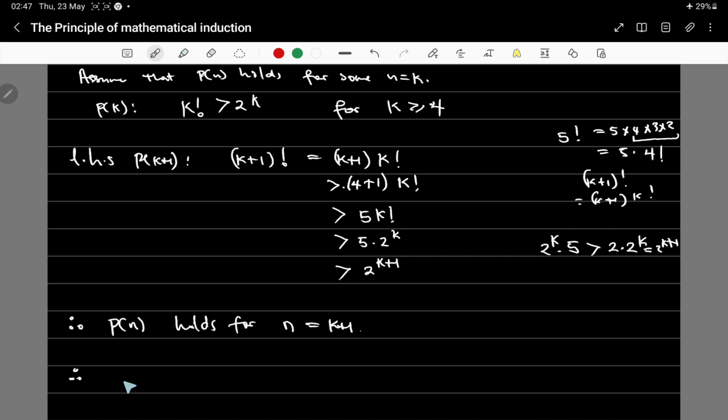Therefore, by the principle of mathematical induction, Pn holds for all n greater than or equal to 4. Perfect. That's the solution for this one. We are going to move to another example.